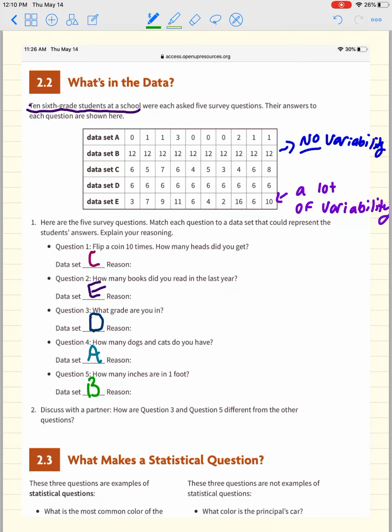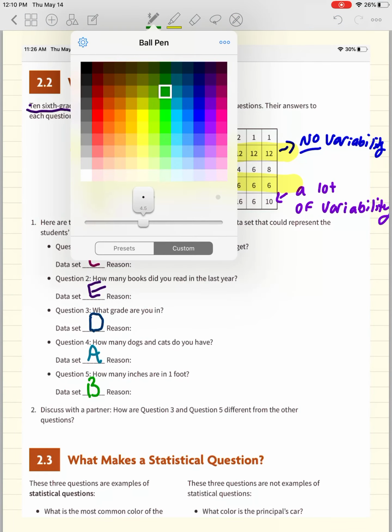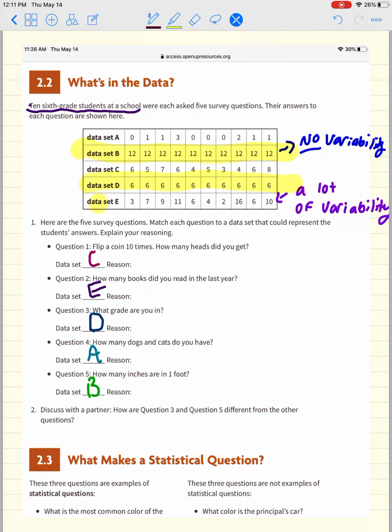Okay. Question 2 says, how are questions 3 and 5 different from other questions? So 3 and 5 are what grade are you in and how many inches are in a foot. So this data set and this data set, how are they different from the rest of the data sets? Take a second to think about that. The answer is that these are questions that have no variability.